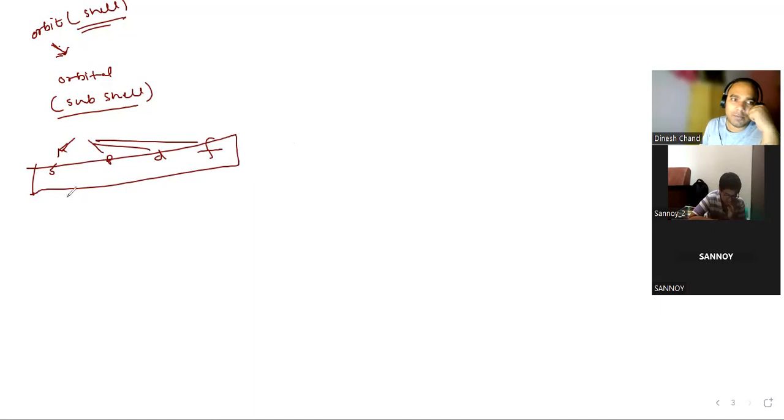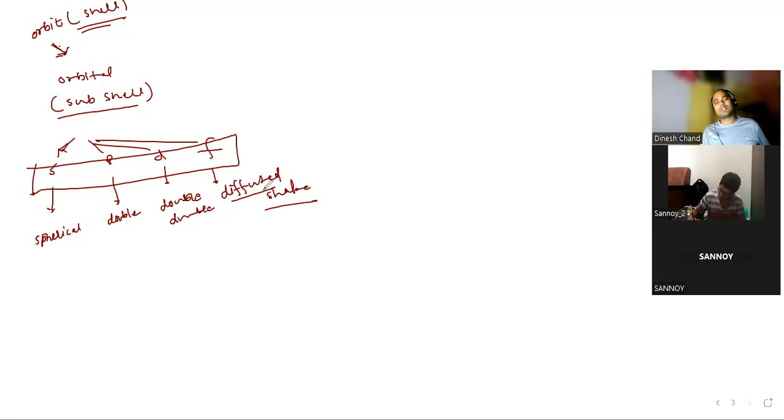But simultaneously you tell me the shape also. This is the spherical shape. So this should be dumbbell, this is double dumbbell. Okay, what are the types here? What are these orbitals' types? What is the shape of the F orbital? The shape I do not know, sir, this is the diffused shape.